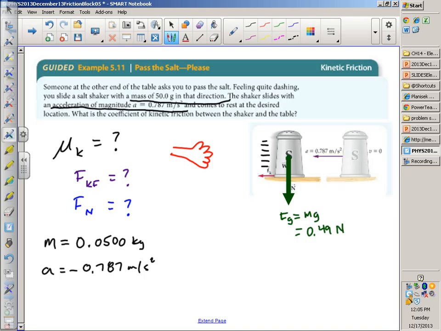But if you know the mass and acceleration, you can find out the net force. Yes, but hold on with that. Let's take this in order here. Let's finish this picture first, okay?